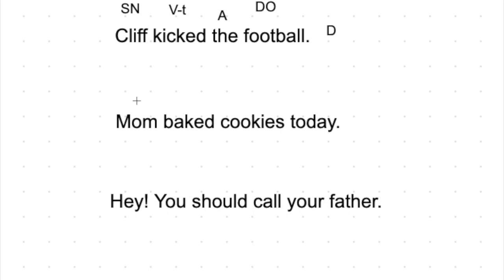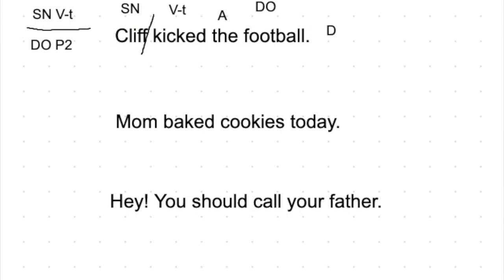Let's divide the subject from the predicate. Cliff is the subject. Kicked the football is the complete predicate. And this, of course, is our new type of pattern. So it's subject, noun, verb, transitive, direct object, pattern 2.